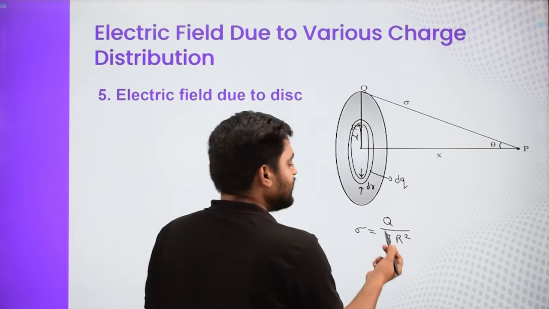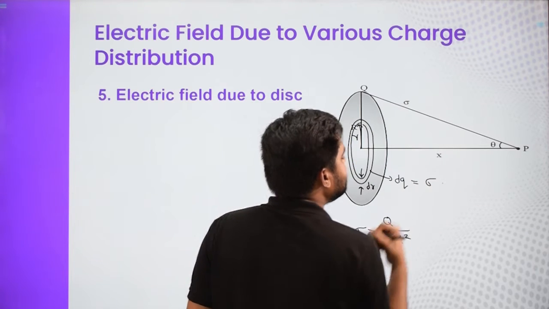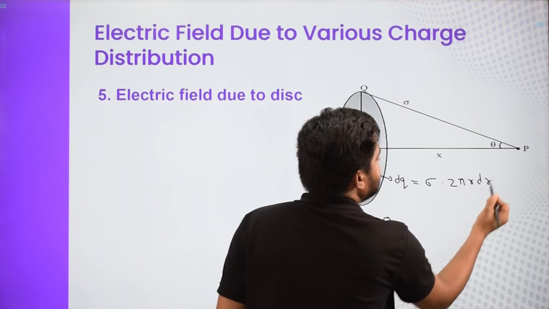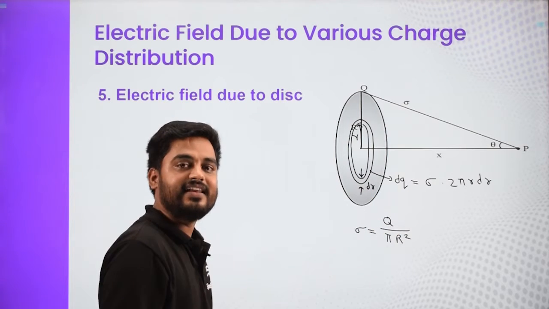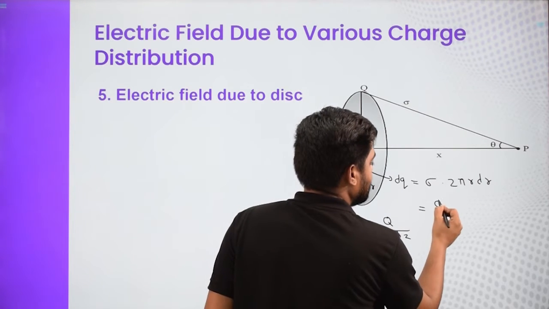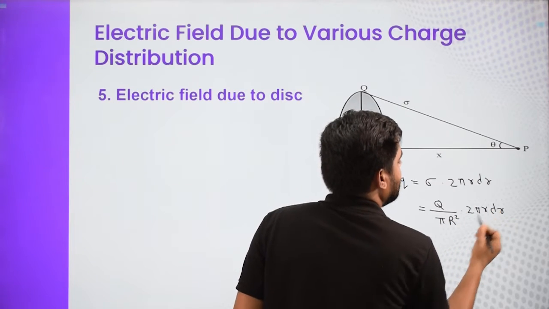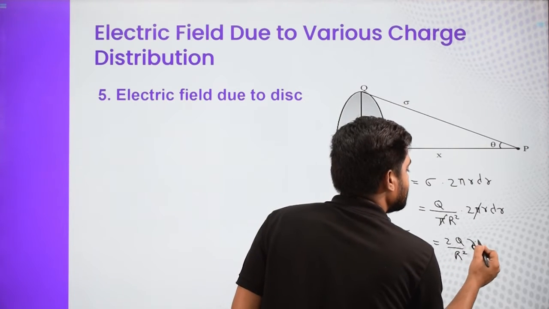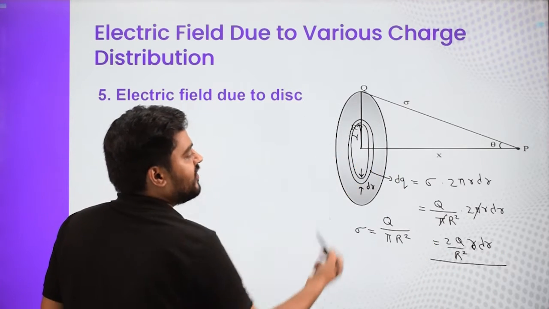How do we write dq? Here charge is distributed over an area. So dq is nothing but charge per unit area times the area of the ring, which is 2 pi r dr. When you expand this ring, the length is 2 pi r and the width is dr. So it is like a rectangle having length 2 pi r and width dr. So that gives me Q by pi R square times 2 pi r dr. Pi is gone, so 2Q by R square times r dr. This is my dq.